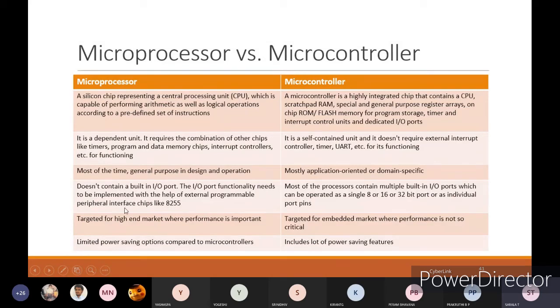See, if you want to give any external input to the microprocessor, you don't have any built-in I/O port. That's why you need an external I/O port, and to function that external I/O port, you need an external programmable peripheral interface chip like 8255. And most microcontrollers contain multiple built-in I/O ports which can be operated as a single 8, 16 or 32-bit port or as individual port pins.